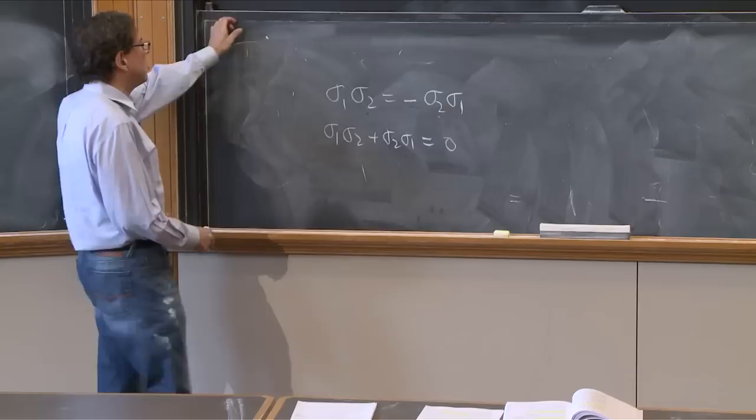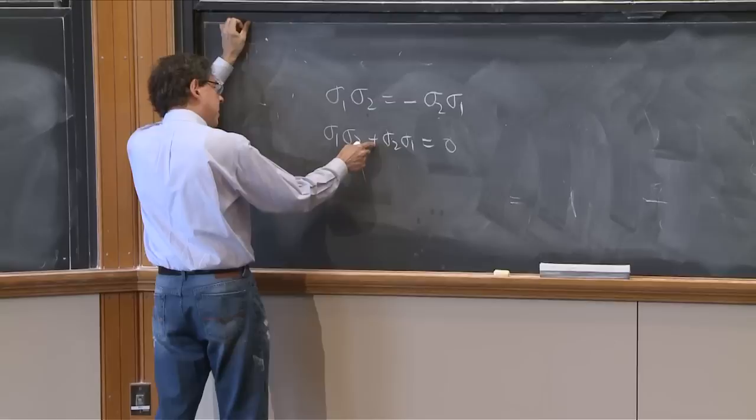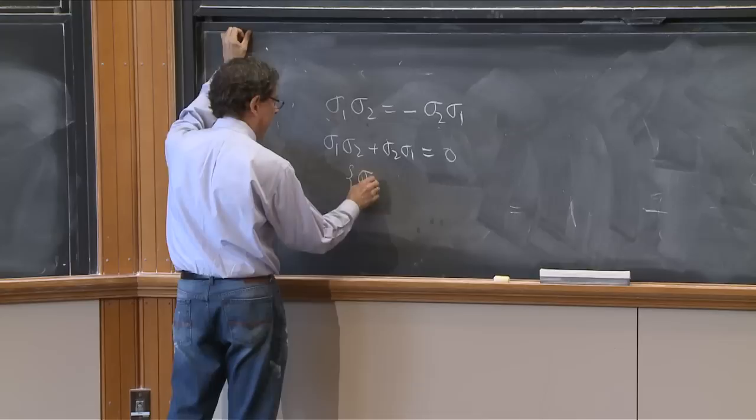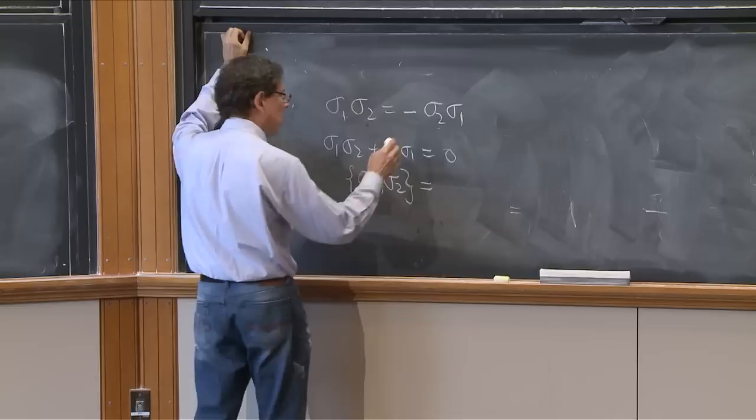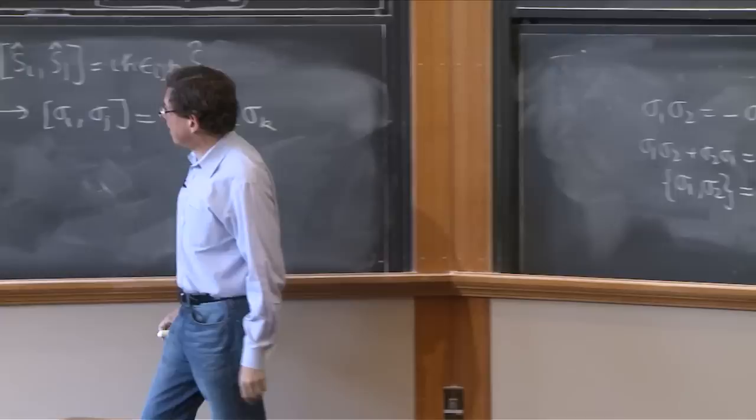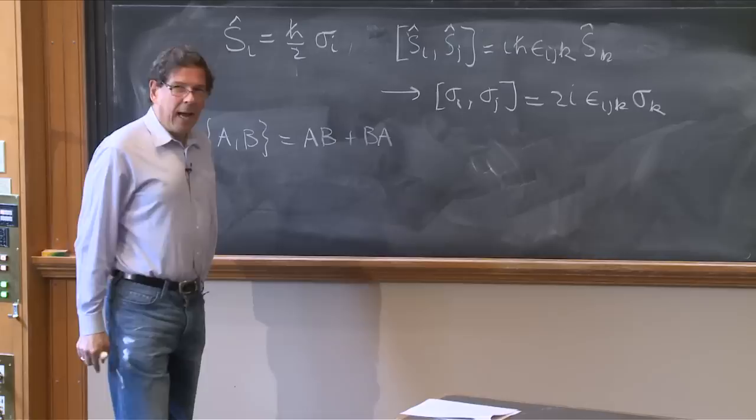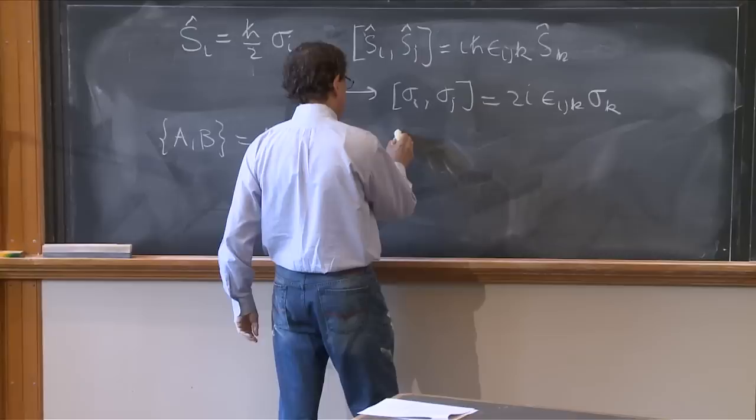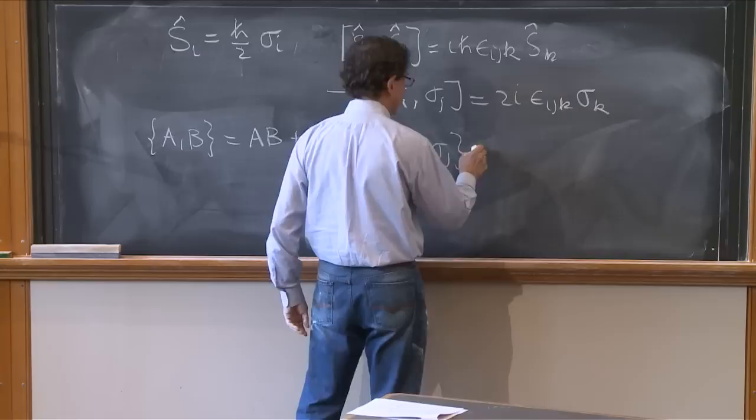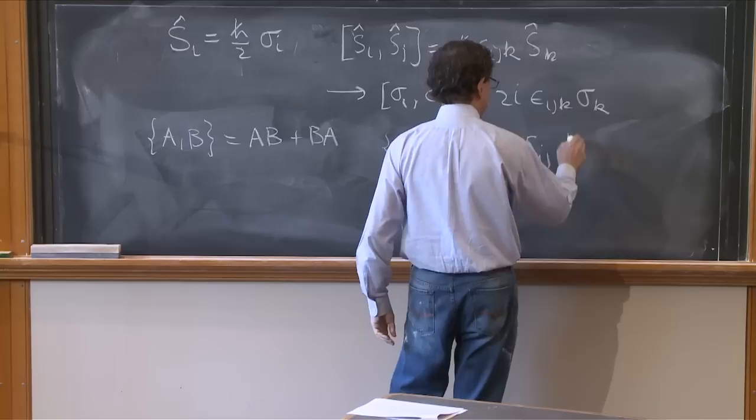And we have a brief way of calling this. When this sign is a minus, it's called the commutator. When this is a plus, it's called the anticommutator. So the anticommutator of sigma 1 with sigma 2 is equal to 0. The anticommutator is defined in general, for two operators A and B, as AB plus BA. And as you will read in the notes, a little more analysis shows that the anticommutator of sigma i and sigma j has a nice formula, which is 2 delta ij times the 2 by 2 unit matrix.